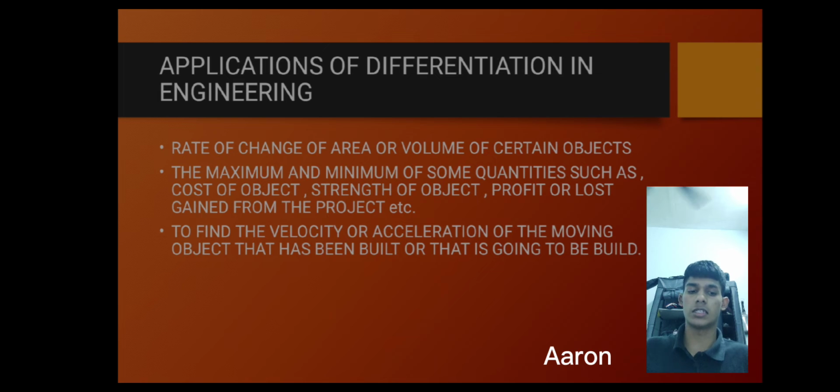So in that sense, by using differentiation, they can see the best way to spend and see what profit they can get from projects, and check if the project is going the right way. They check the strength of the project and the object, which is the building. And yeah, that's about it.